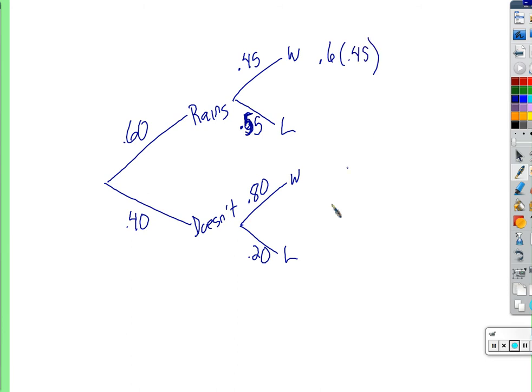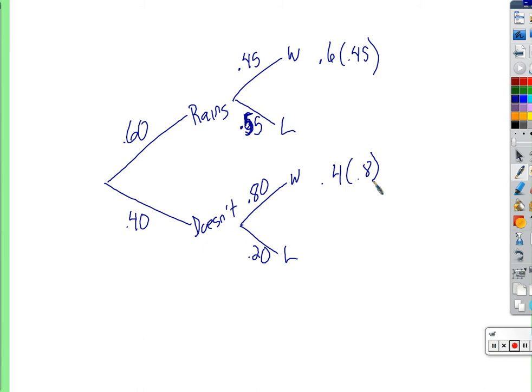Okay. And then if we added another branch to the tree, like win by more than 40, lose by more than 40 or something like that, I'm just saying, if we follow one specific path, like 0.6 times 0.45 times another one, and then the same.